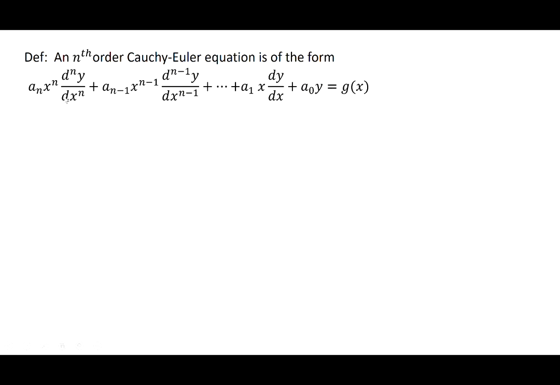Quick question. Is this linear? Is every derivative raised to a power of 1, including the 0th derivative? Yep. Is every coefficient of the derivative purely a function of x? Yep. This a sub n x to the n is a function of x. A sub n minus 1 x to the n minus 1 is also a function of x. So all the coefficients are functions of x, and the right hand side is just a pure function of x. So this is linear. Cool.